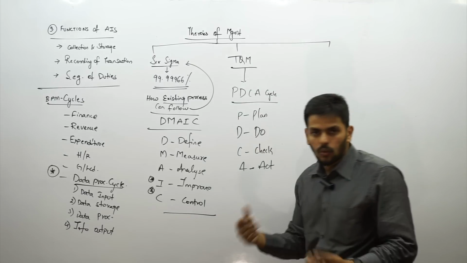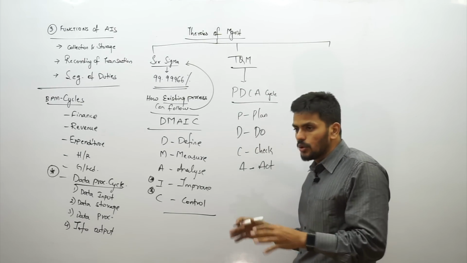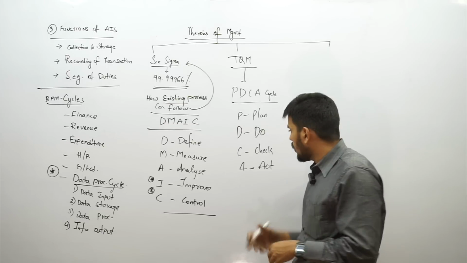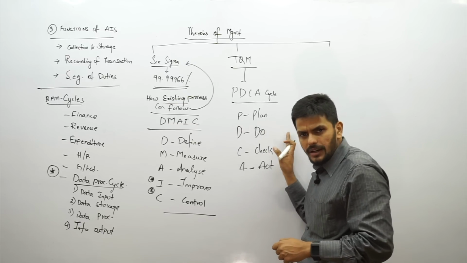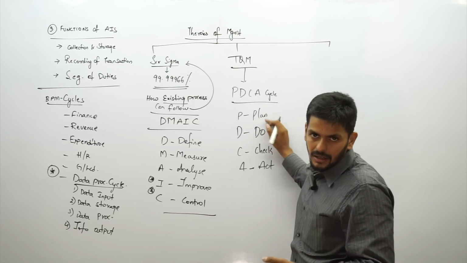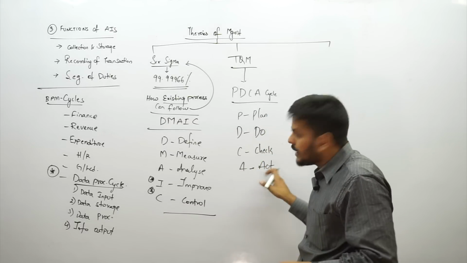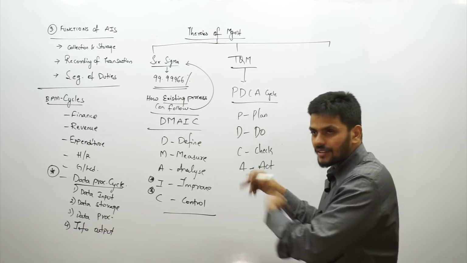First you will plan what to do, then you will do. When you do, you should know whether you got the result or not. So you plan and then do it. If you get the result, very good. That is what you do in the checking stage. Plan, do, check. If you didn't get the result, then act upon it. Then again plan, again do. This is a cycle that keeps running.